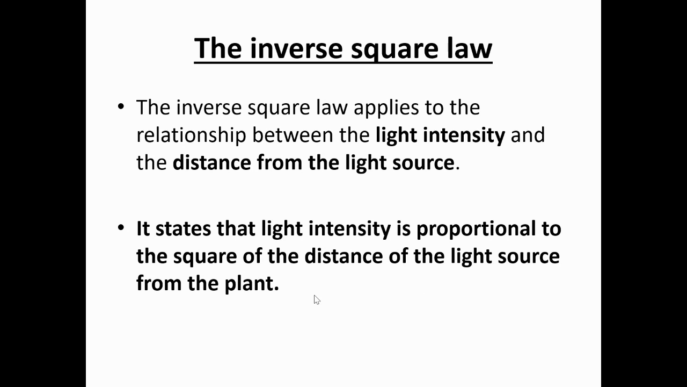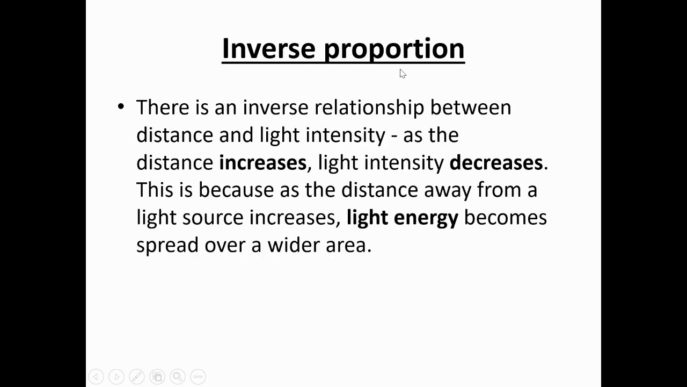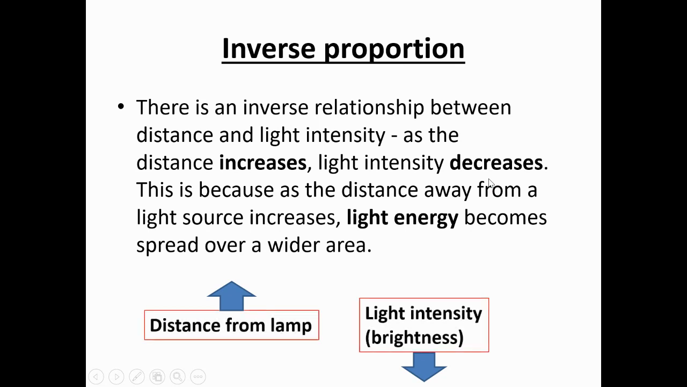Lots of you will be thinking, what on earth does that mean? But we're going to go through that now, and you'll have time again to get that into your heads. So it's proportional to the square of the distance of the light source from the plant. Okay, so forgetting the square for the time being, the inverse relationship, it's got an inverse proportion. What that means is, well, there is an inverse relationship between distance and light intensity. That's a fact. That's what we've seen. That's the idea that when you make the distance bigger, you make the brightness lower. Okay, so as the distance increases, the light intensity decreases.